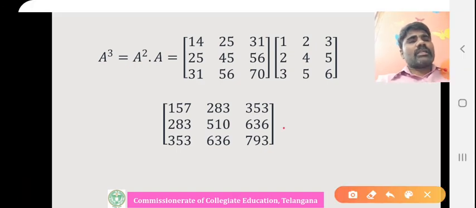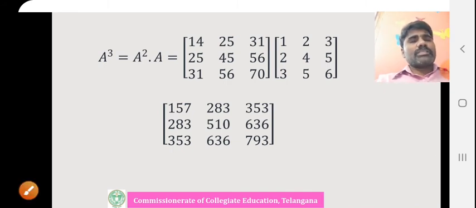Here we can make one more observation. A is a symmetric matrix, then A cube is also a symmetric matrix, and A square is also symmetric. That means if A is a symmetric matrix, then A power n is also a symmetric matrix. That is also one property of symmetric matrices we can observe here. If A is symmetric, then any power A power n is also symmetric, and also A inverse is symmetric. That is also an important observation here.